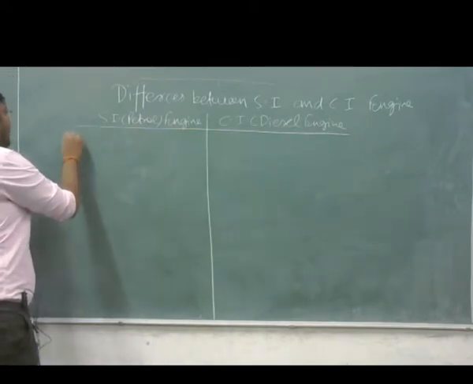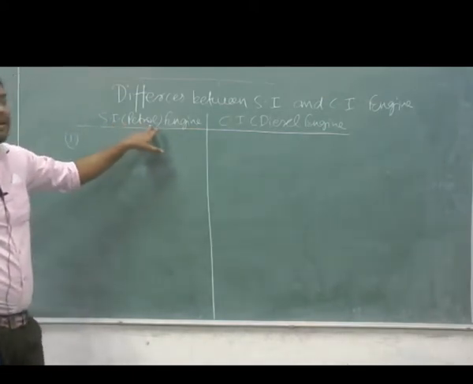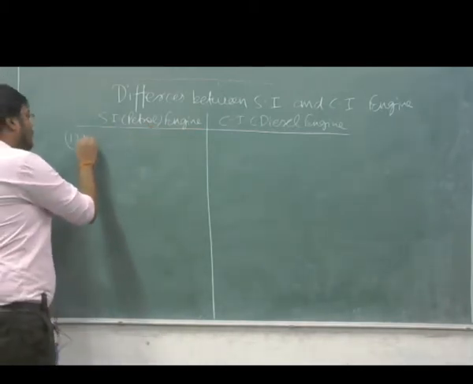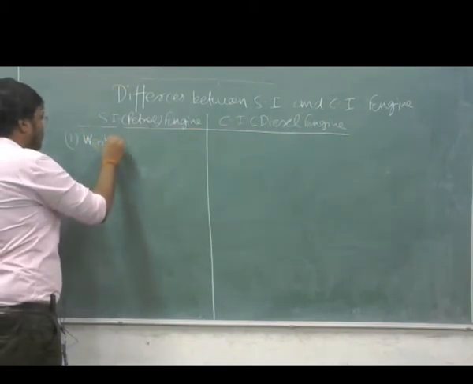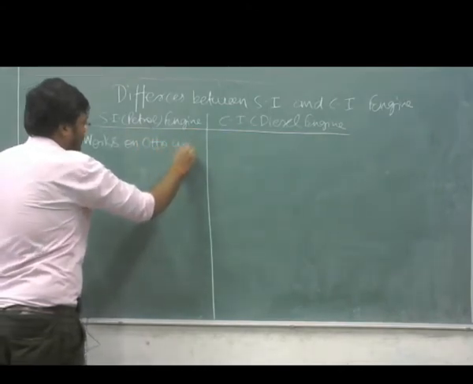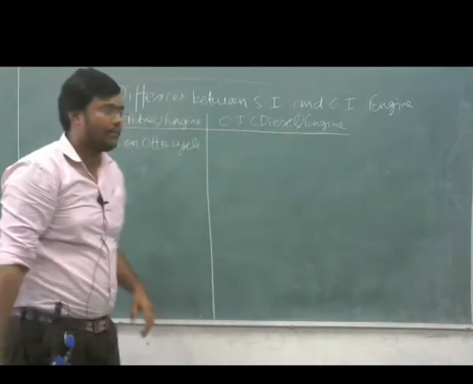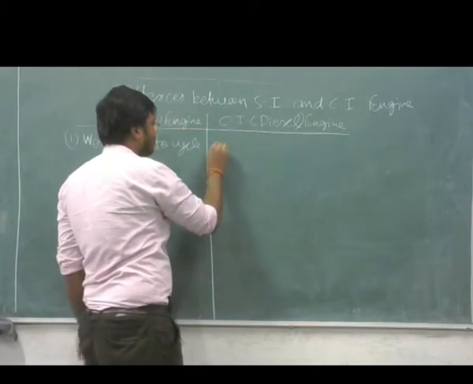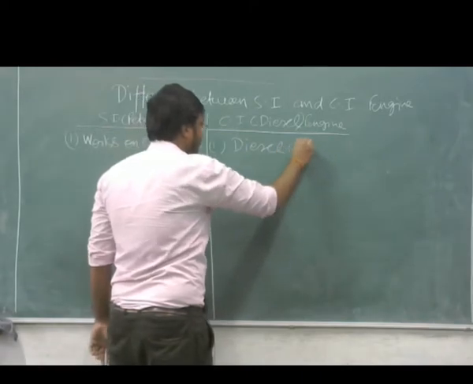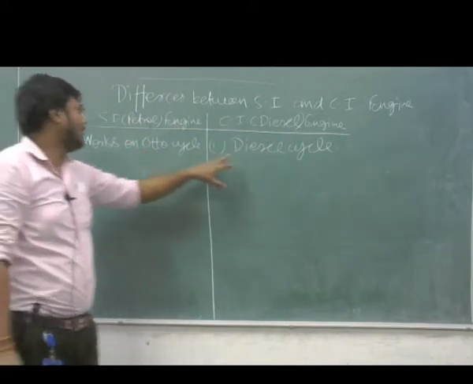The first point: SI engine or petrol engine works on the Otto cycle. But CI engine or diesel engine works on the diesel cycle. This is the first basic difference. What is the Otto cycle? What is the diesel cycle? We will discuss later.